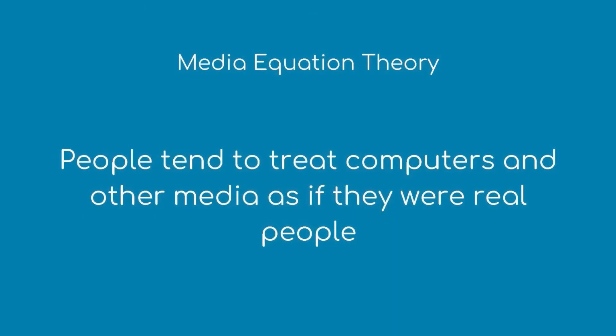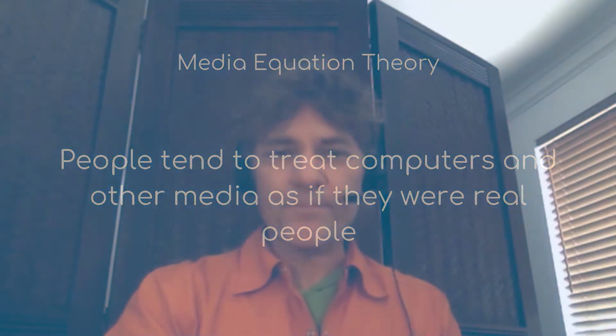Now, one of the things he's most well known for is a very interesting concept called the media equation theory. This is Clifford Nass. And what the media equation theory states is that people tend to treat computers and other media as if they were real people. So, in other words, if a product's voice is annoying or boring to the user, then the user is going to project that personality trait onto the product or the environment that they're hearing that.